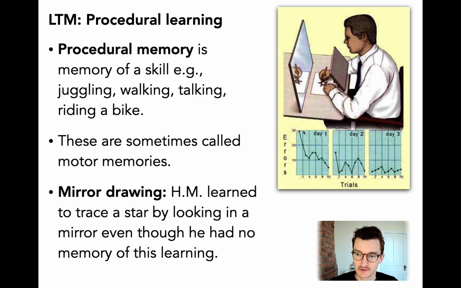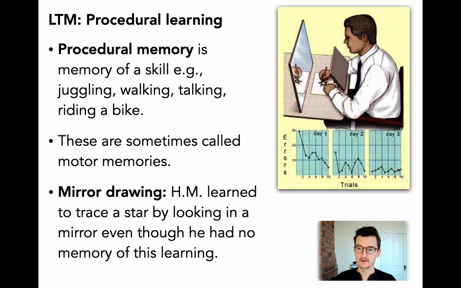So just looking at this chart here on the slide, errors on the y-axis, successive days, trials on the x-axis. At first he was very bad, made a lot of errors, couldn't really do the task. And over successive trials, he eliminated those errors and came to perform the task with a high level of accuracy.